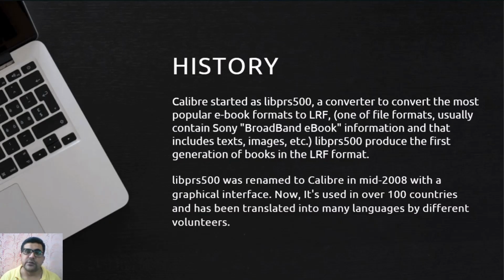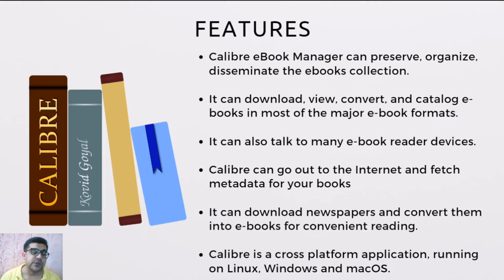Here we have a brief history about Calibre. Calibre started as Lib PRS-500, a converter to convert the most popular ebook formats to LRF. LRF is a file format usually containing Sony BroadBand ebook information, that's text and images. Lib PRS-500 produced the very first generation of books in the LRF format. It was renamed to Calibre in mid 2008 with a graphical interface. Now it's used in over 100 countries and has been translated into many different languages by volunteers.